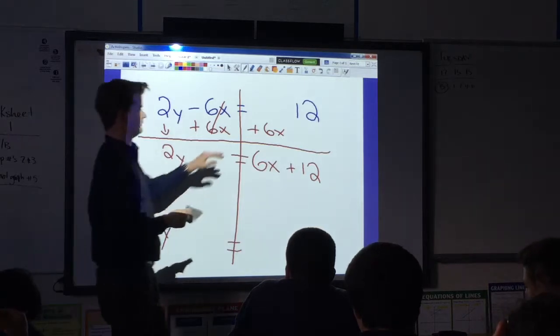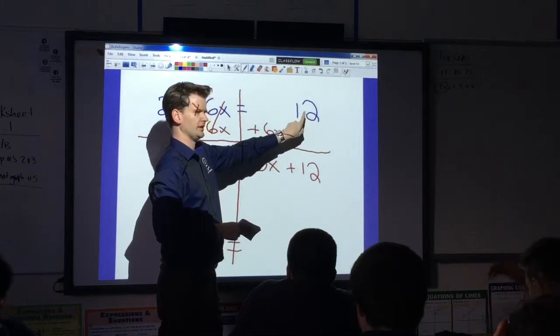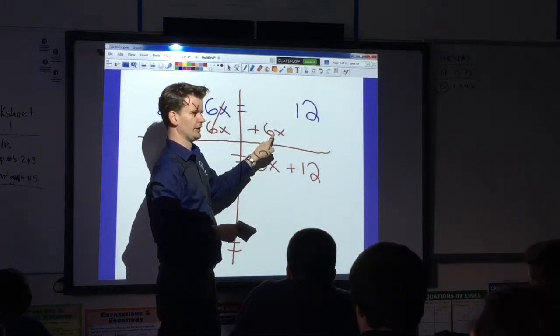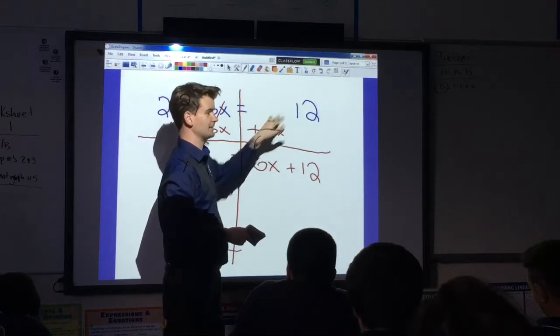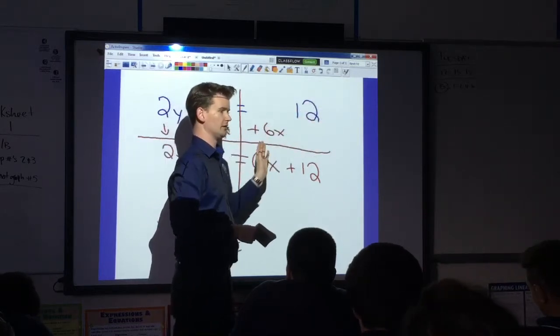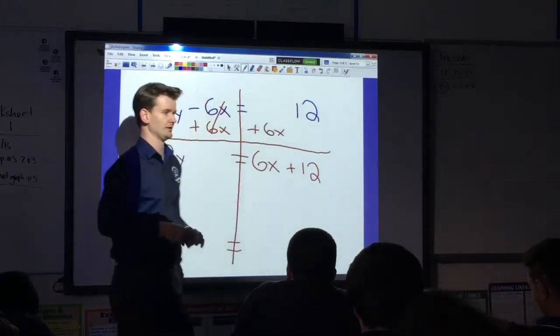You're not adding 6x to 12, because this is a what? What is this again? Constant. That's a constant, and this is a variable term. Coefficient, but this is a variable term. You cannot subtract, you cannot add 6x to 12. If this was 12x, yeah. But because that has a variable, and that's a constant, you cannot add, subtract, or anything like that to those.